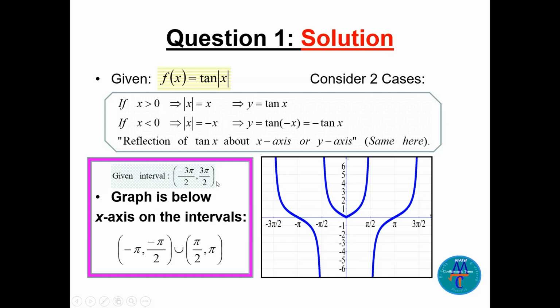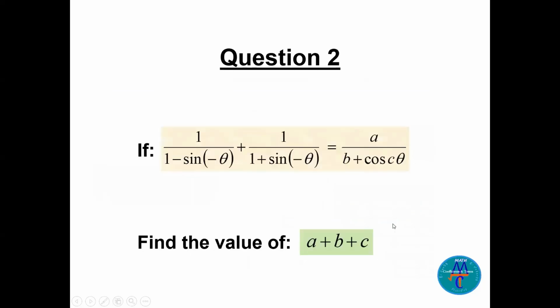Now, we look where we have minus 3 pi over 2 to 3 pi over 2. We need where the graph is below the x-axis. Below the x-axis is from minus pi to minus pi over 2, that's below, union from pi over 2 to pi. That is the answer.